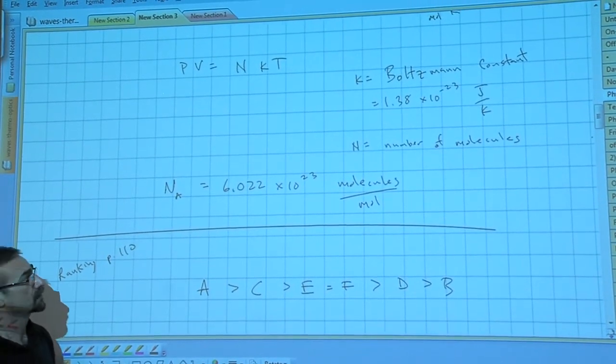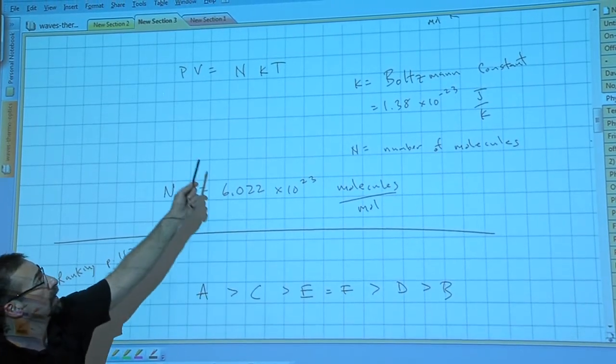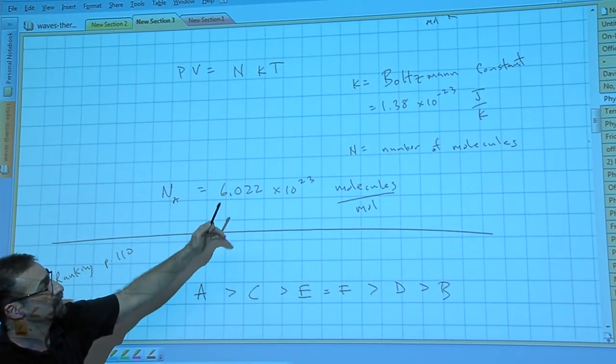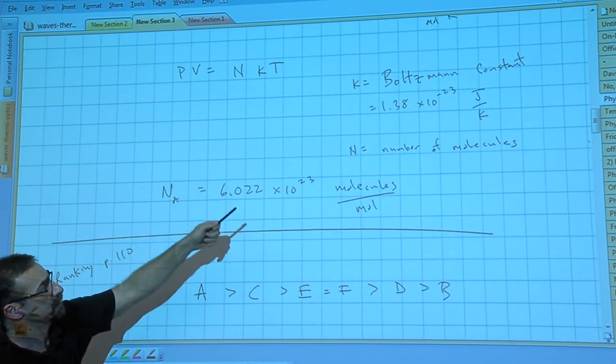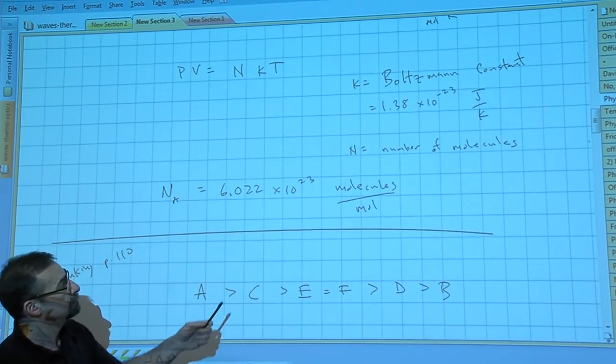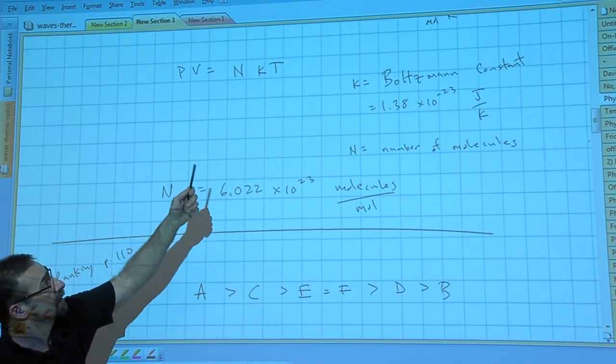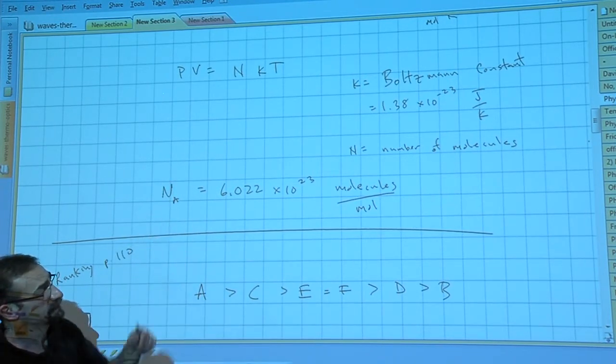You can also write it in terms of the number of molecules by using Avogadro's number and converting and using Boltzmann constant. But typically we'll use the other one. But this is equivalent.